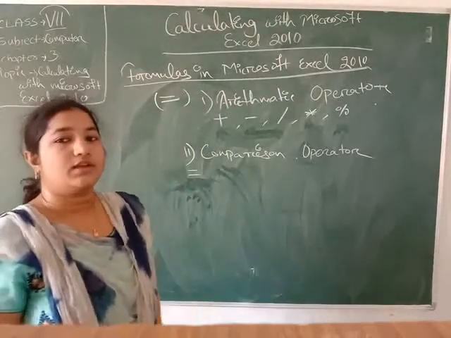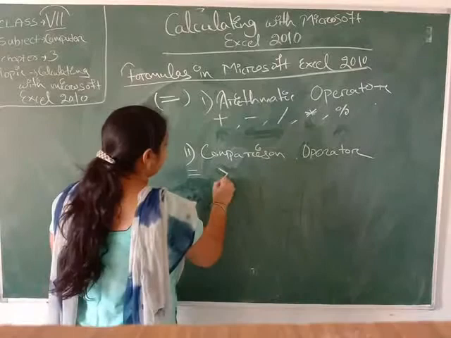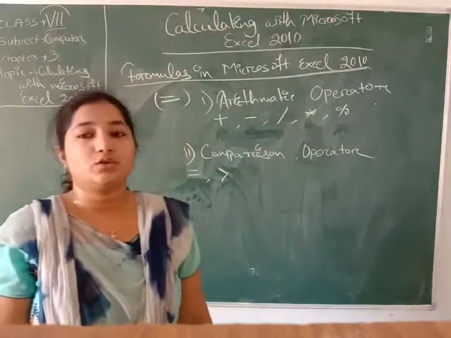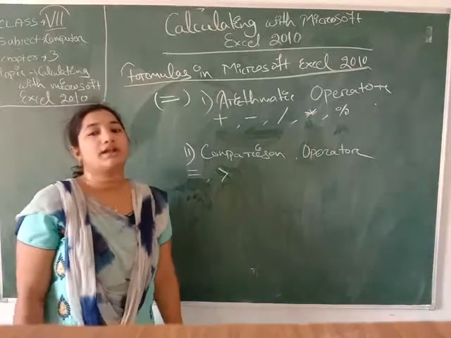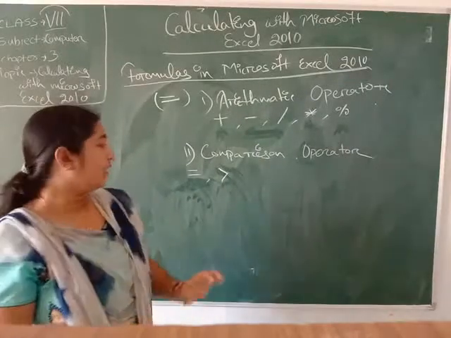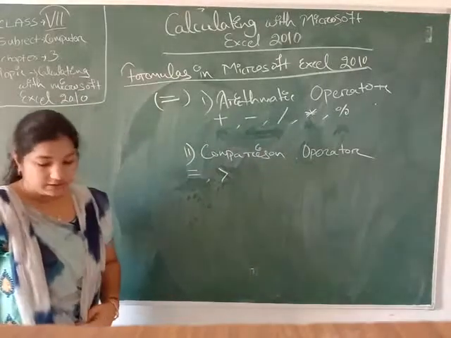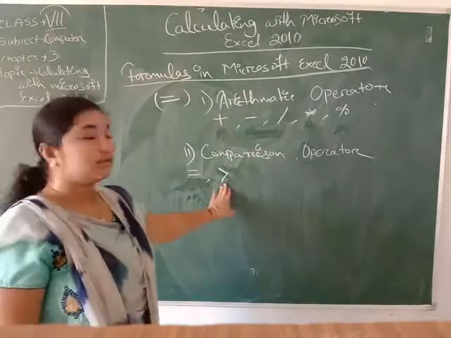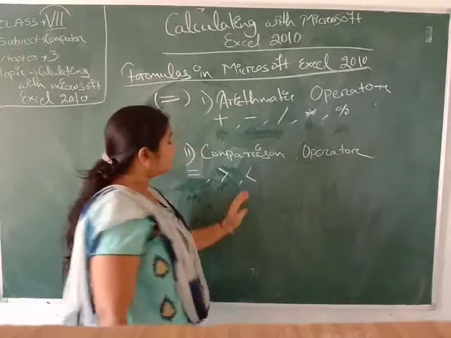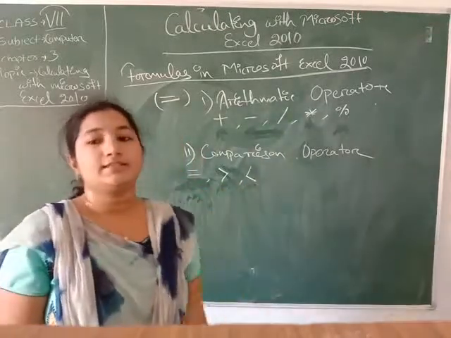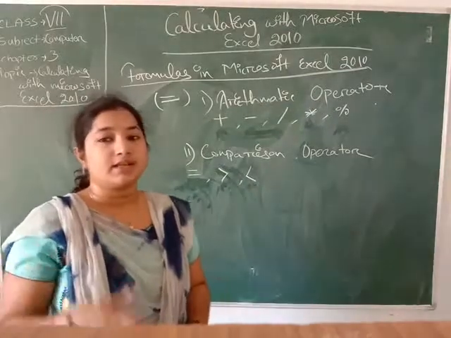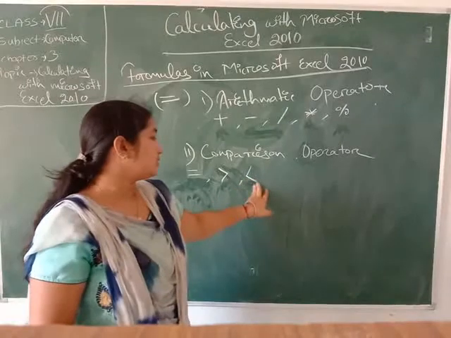The next one is greater than. This is the greater than symbol. It is used to find the number that is greater than the condition. Means when a condition is given, if it is greater than, then we can use this sign. And after that, this is the lesser than sign. If the condition is lesser, then we use this sign.